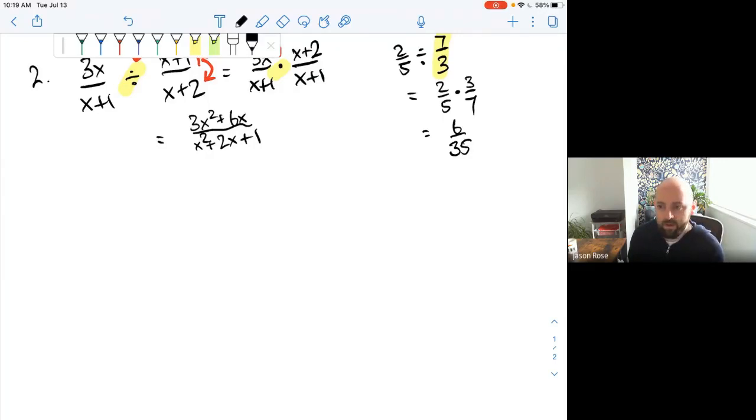There are no questions about multiplication or division of rational expressions? We're good with that? They work just like numbers. For multiplication, top by top, bottom by bottom. For division, you flip and then do multiplication.